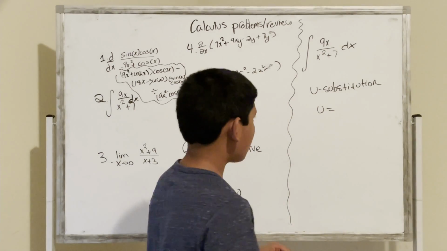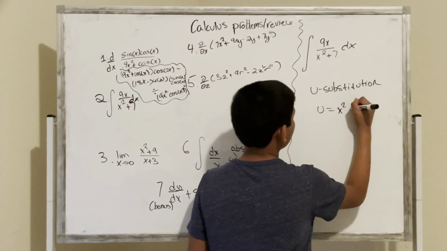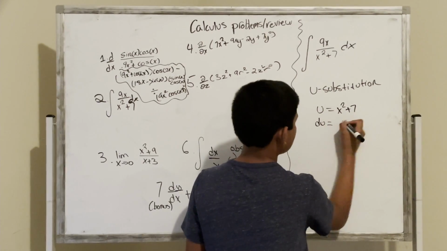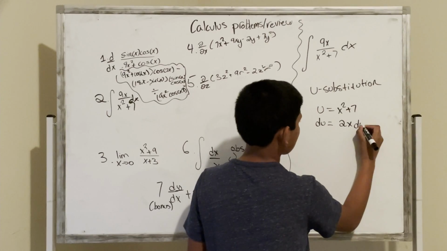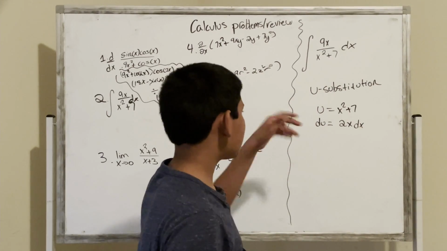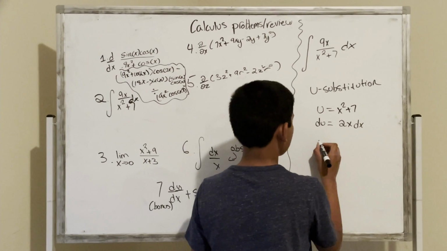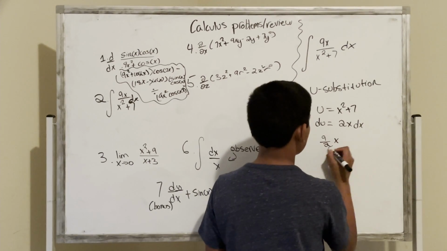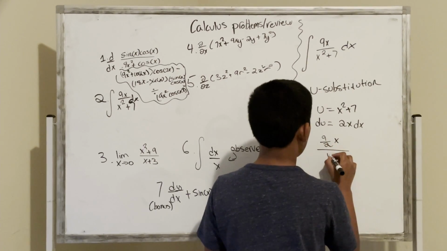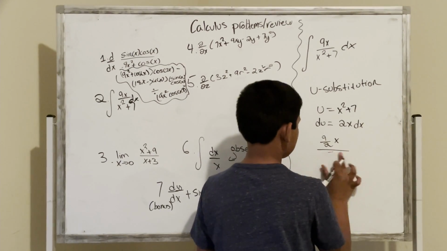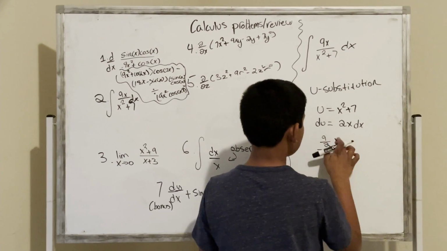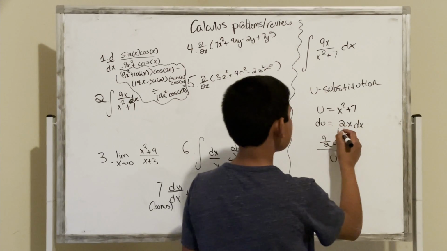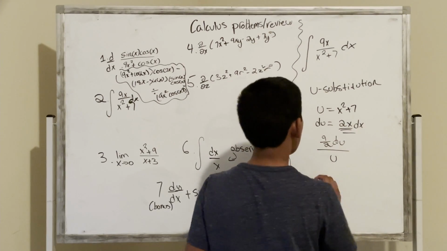Most of the time. So we can say that u is x squared plus 7, and then du is just 2x dx. So now what we can do is we can just plug this in. So we're going to have 9 over 2 x over x squared. Oh, we have to substitute with u. And we can essentially write this du.